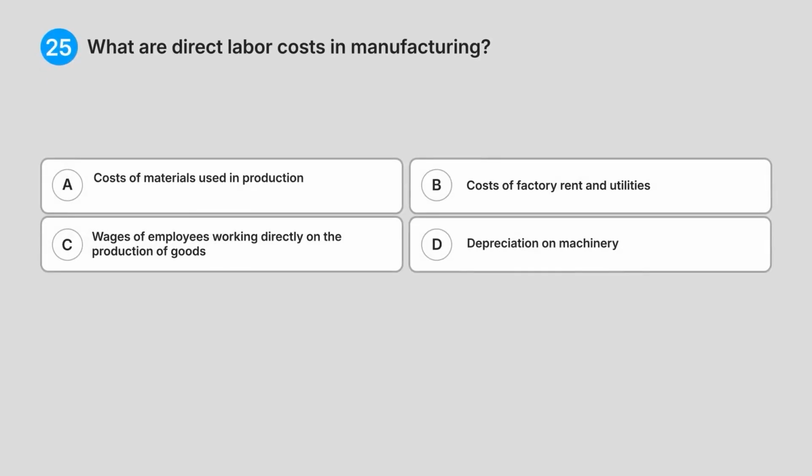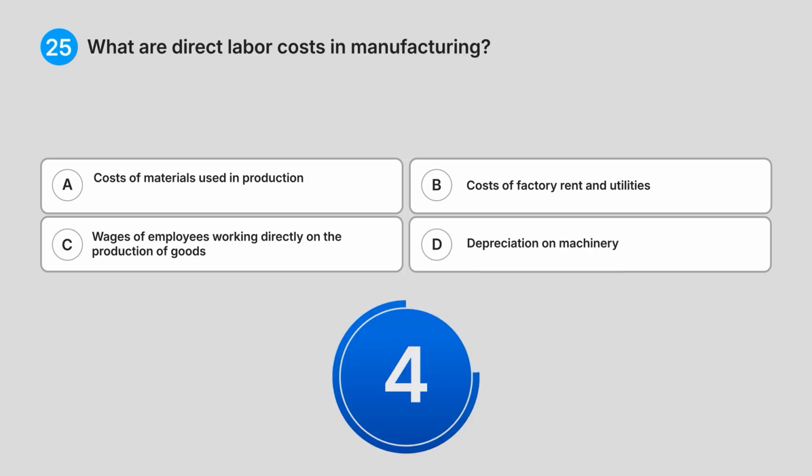25. What are direct labour costs in manufacturing? A. Costs of materials used in production. B. Costs of factory rent and utilities. C. Wages of employees working directly on the production of goods. D. Depreciation on machinery. Do you know the answer?